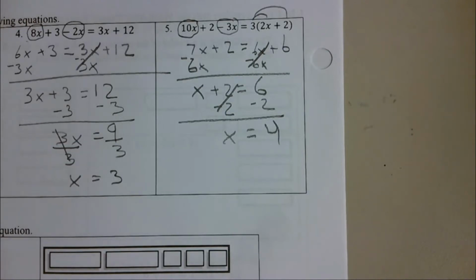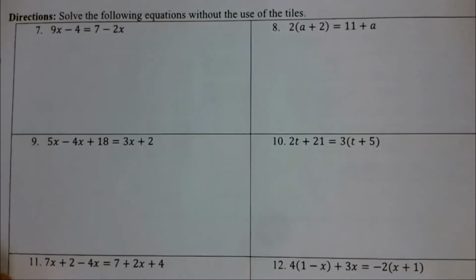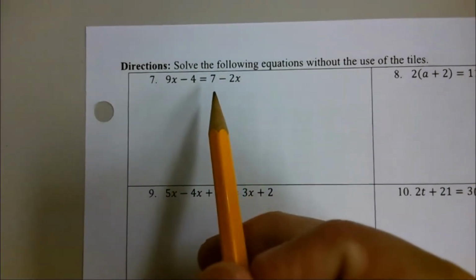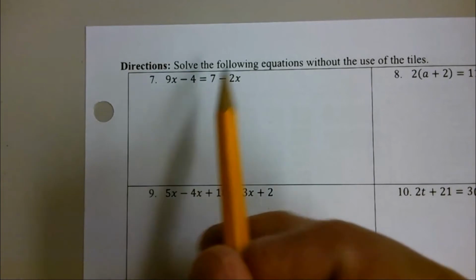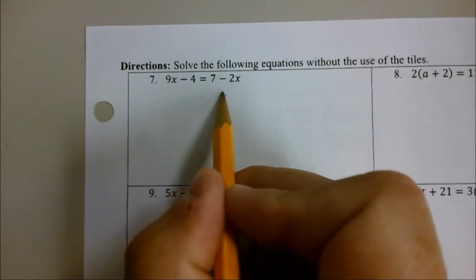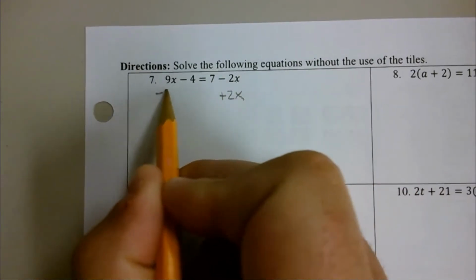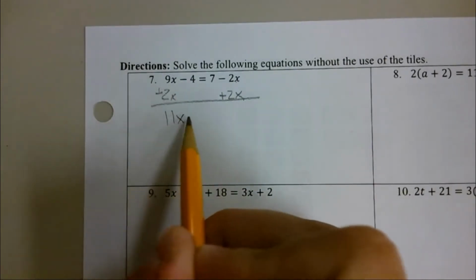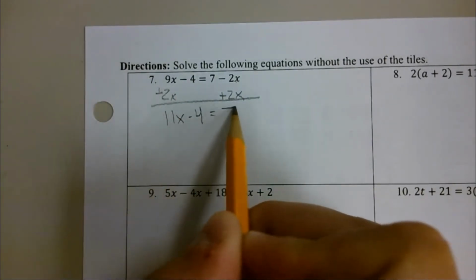Okay? Now we're going to jump over and we're going to go to page 57. On page 57, we're just going to do a few on here. We're going to do 7 through 12 on this page. So, number 7, we're going to get all of our x's to one side. I would suggest moving this 2x over to the other side. So negative 2x. So I'm going to add 2x to get rid of it. Add 2x to the other side as well. So I'd have 11x minus 4 equals 7.